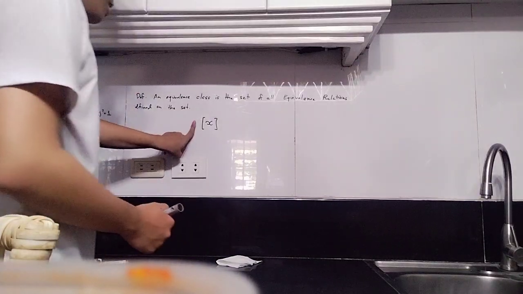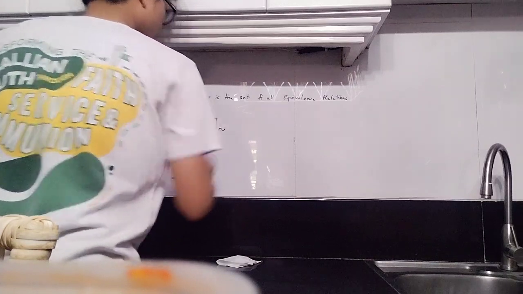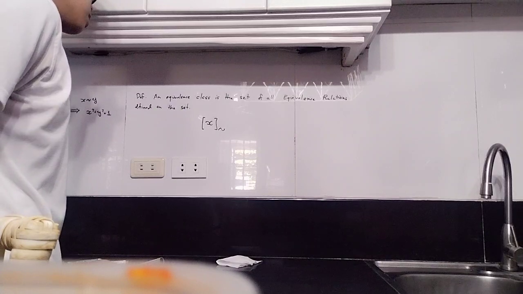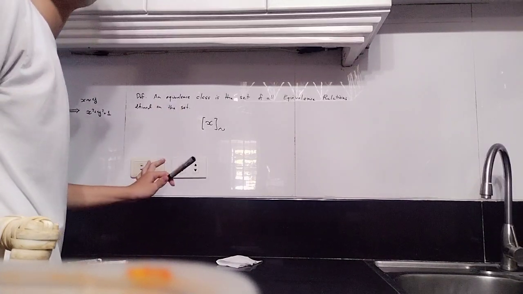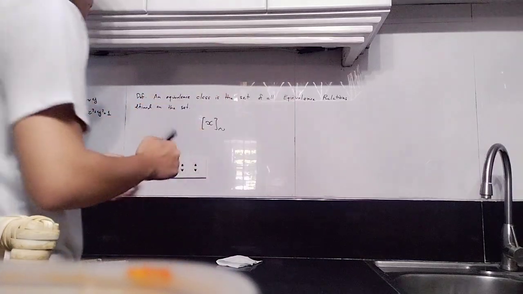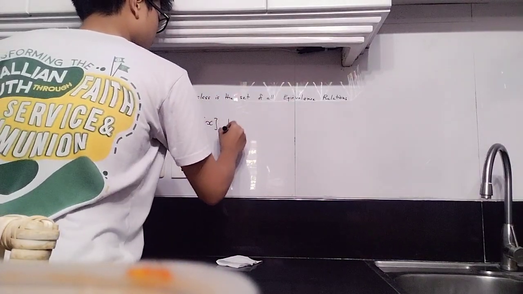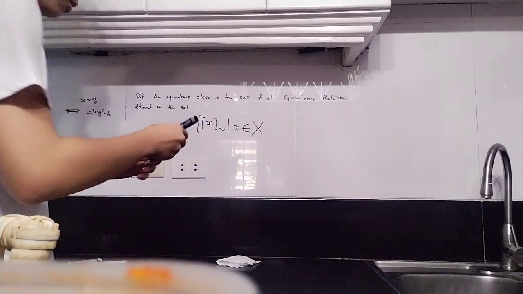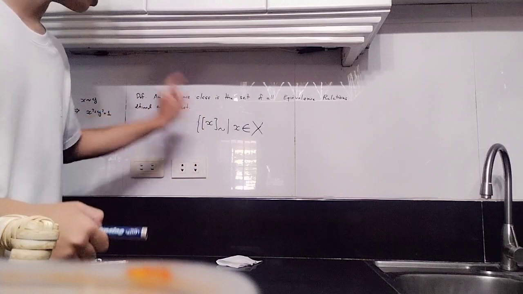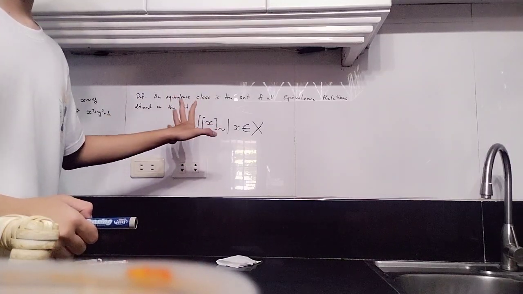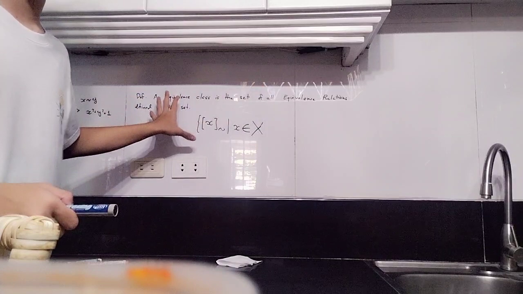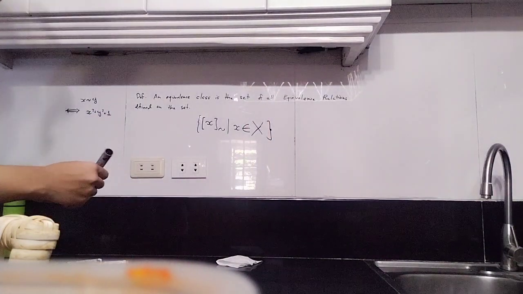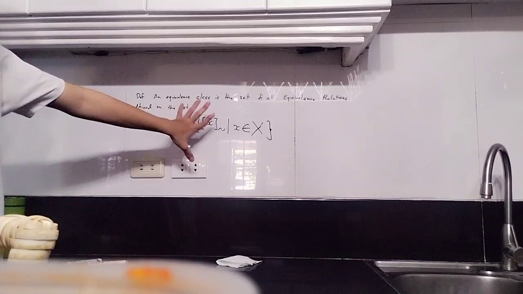So this is the set of all equivalence classes of elements x in our set X. So we can also denote it like this, such that x is in X. And I suppose you can also define what exactly the equivalence relation is here, but I will assume it is already predefined in the definition of your equivalence relation. So this is a set of all equivalence classes.